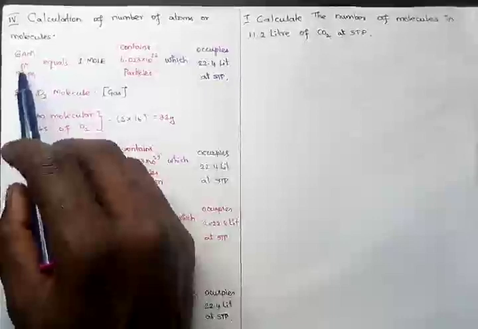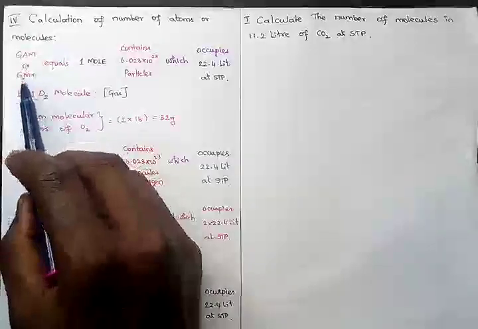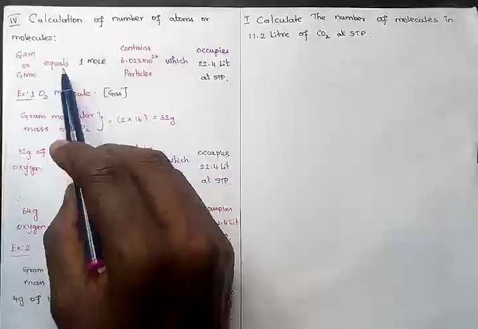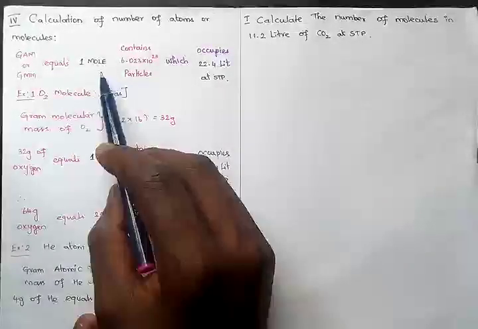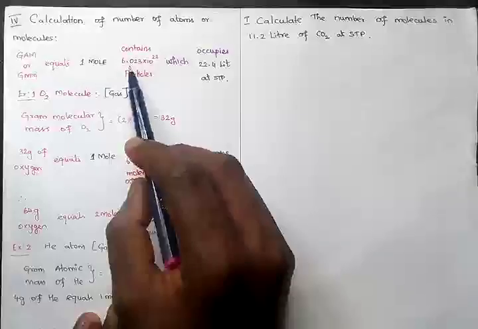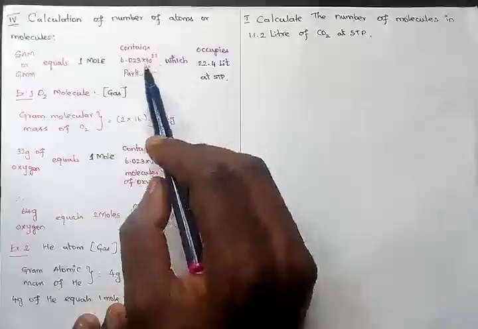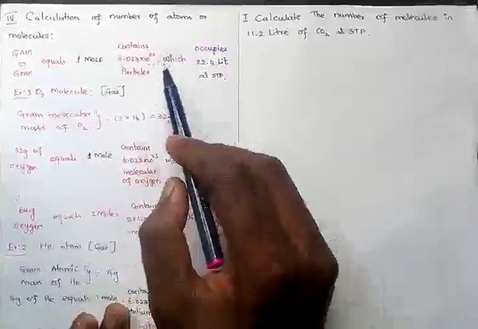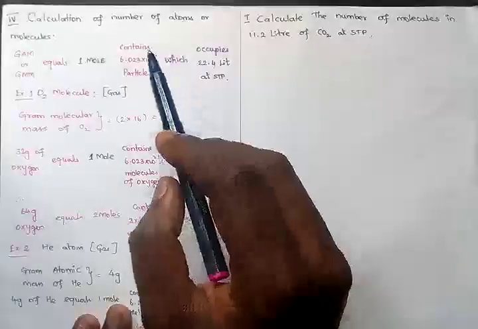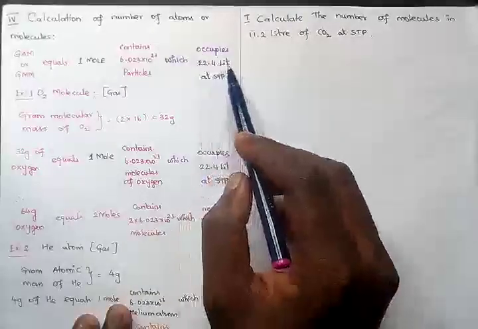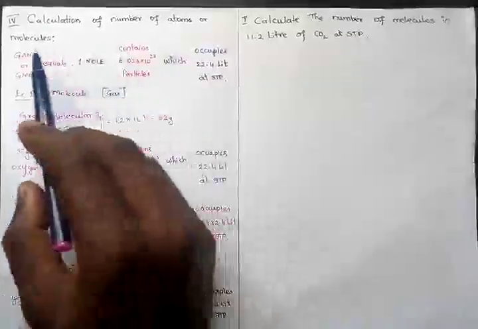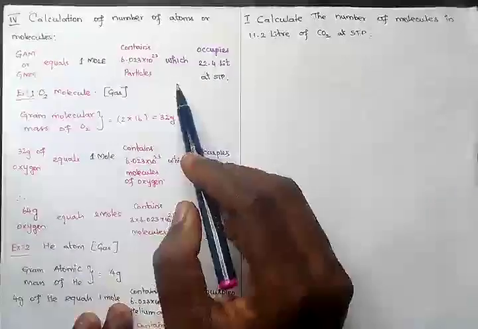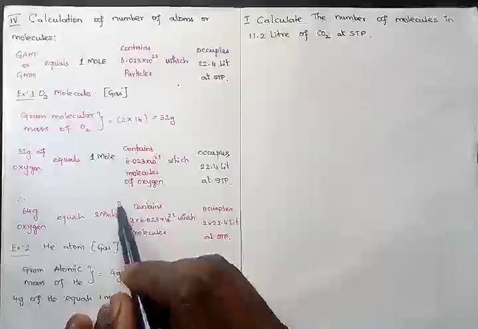So what is the first one? Gram atomic mass or gram molecular mass of atom or molecule respectively equals 1 mole. Equals 1 mole, contains 6.023 into 10 to the power of 23 particles. The particles may be atoms or molecules or ions, in which if it is gas, it occupies 22.4 liters at STP. So this idea you should be very aware of. If you're aware of this concept, the remaining solving of the sum will be very easy.